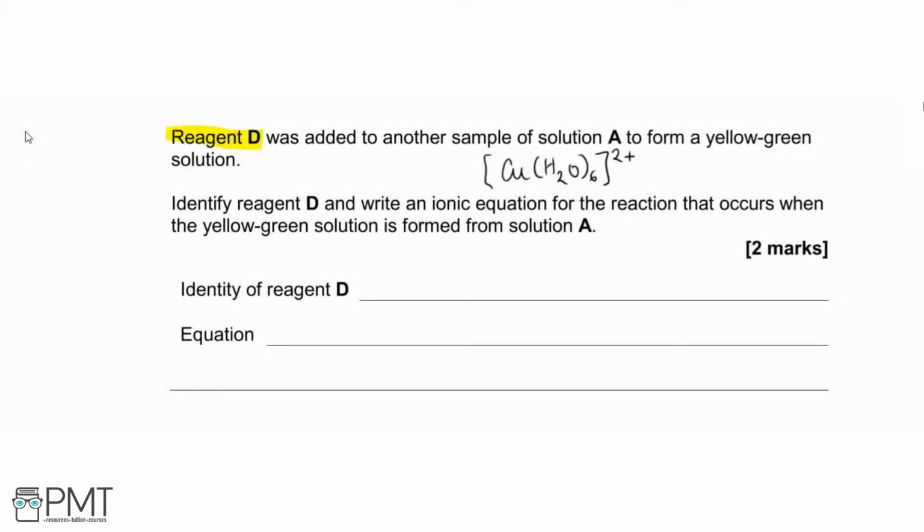Reagent D was added to another sample of solution A, with the transition metal complex formula shown below, to form a yellow-green solution. We need to identify reagent D, which was added, and to write an ionic equation for the reaction which occurs when we form this yellow-green solution from solution A. So if we're going from a transition metal complex solution to a new solution, we've got another ligand substitution reaction going on here.